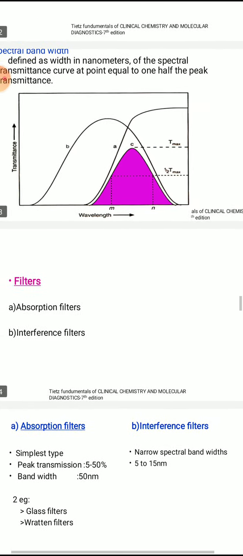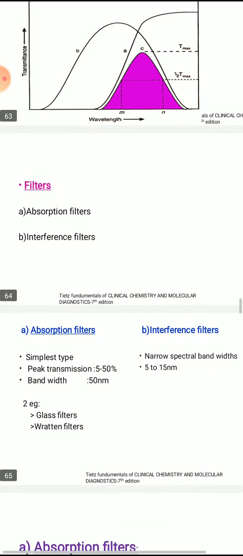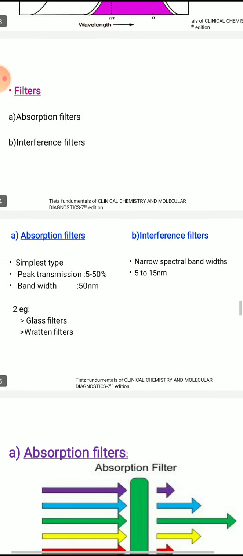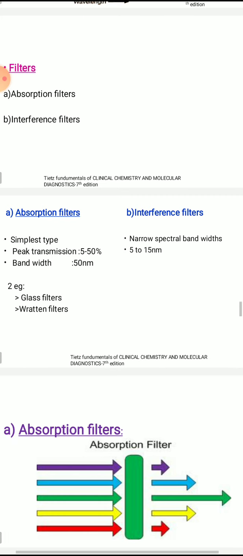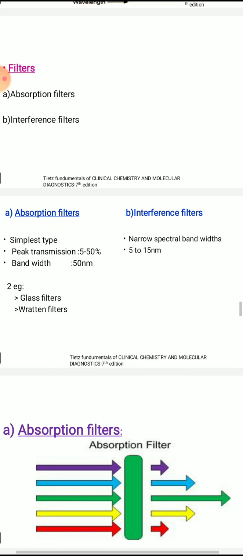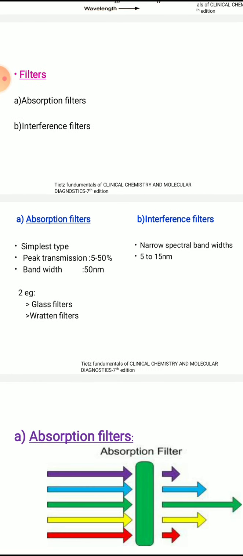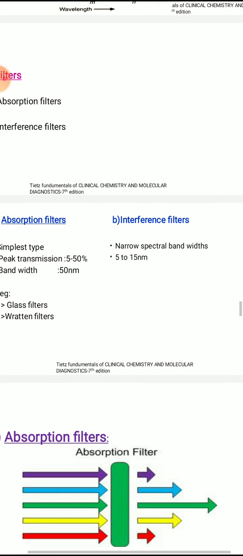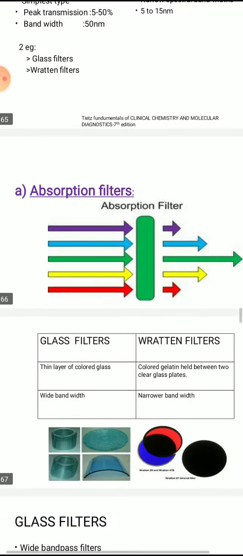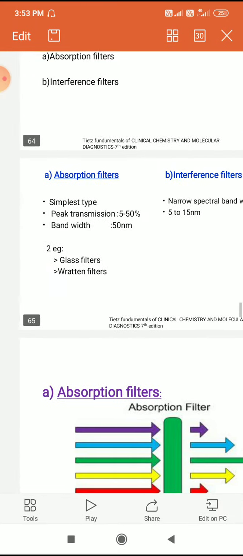Filters are of two types: absorption filters and interference filters. Absorption filters are the simplest type; their peak transmission is 5 to 50% and bandwidth is about 50 nanometers. Examples are glass filters and Wratten filters. Interference filters have a narrow spectral bandwidth, about 5 to 15 nanometers.